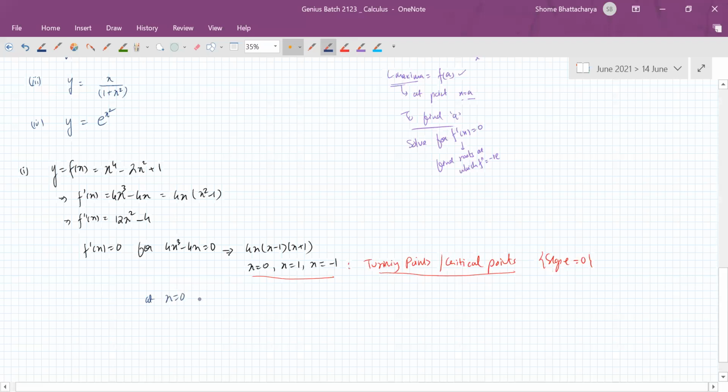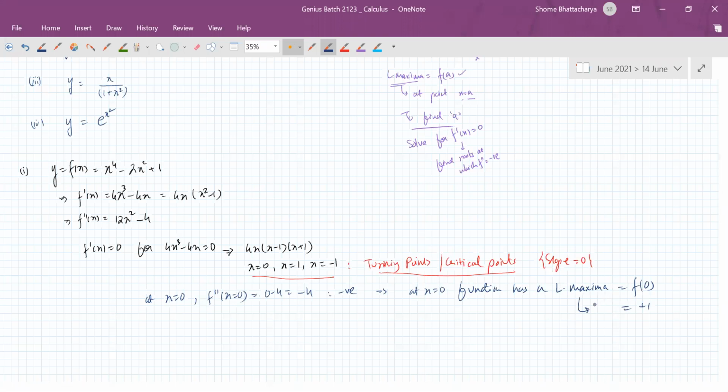So at x equal to 0, you can see that f double prime is going to be how much? It's going to be 0 minus 4. So it's negative. So that means at x equal to 0, the function has a local maxima. Okay, and what is the value of the maxima? It is f(0), so it is plus 1. So the local maxima's value is equal to plus 1, and it occurs at the point x equal to 0.